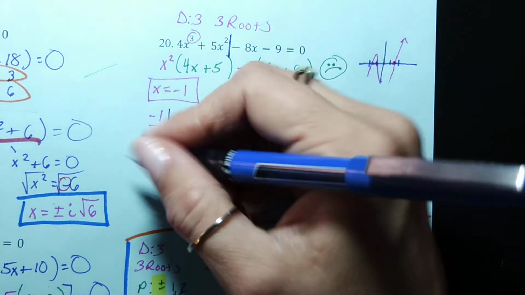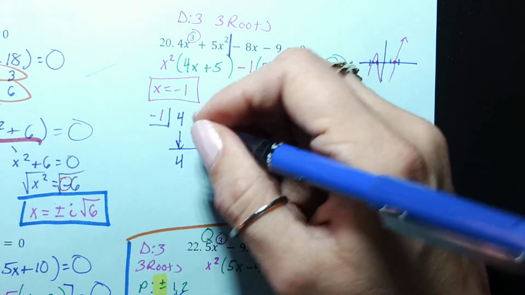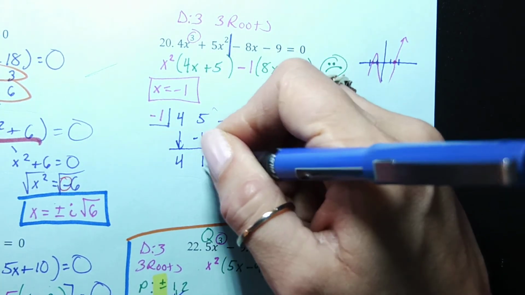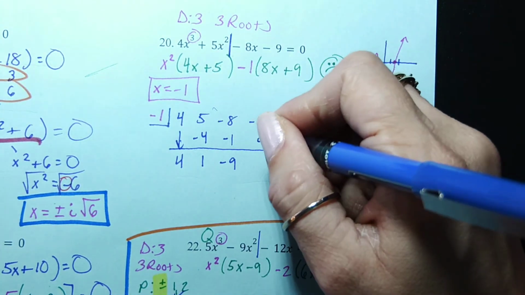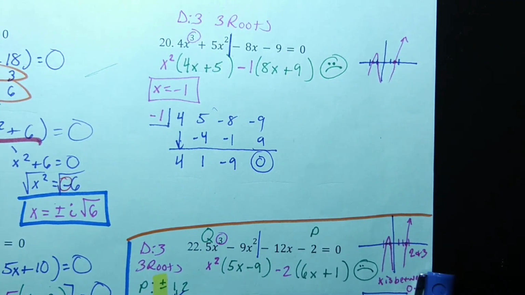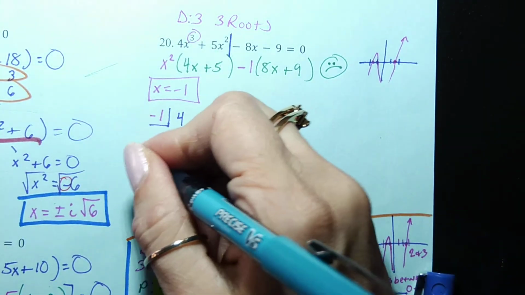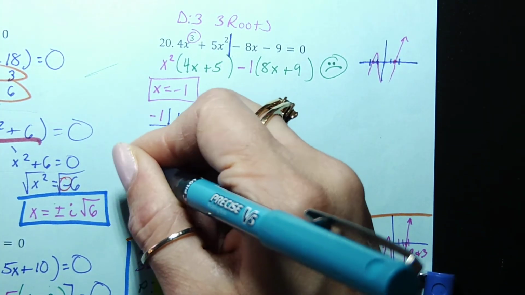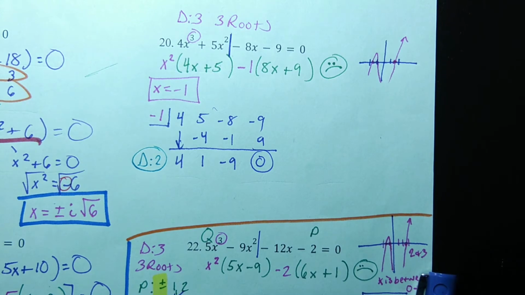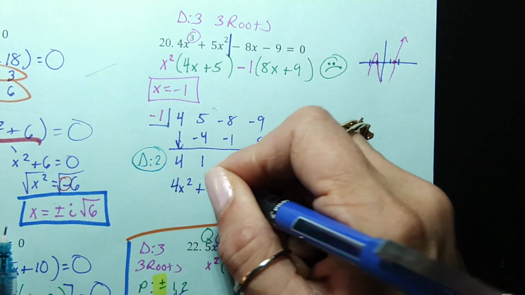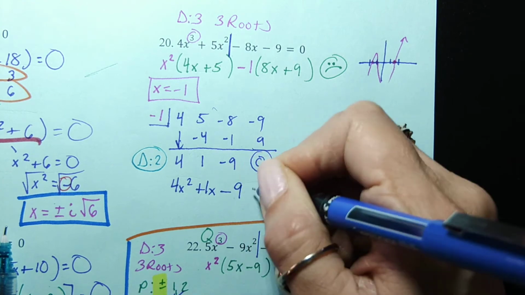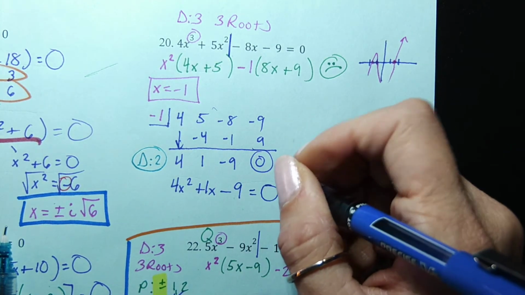Always start by bringing down that first term. 4 times the box, add straight down. 1 times the box, and straight down. -9 times the box, add straight down. Woo! And what we have now is the degree 2 polynomial. So our starting degree was 3. When we synthetically divide, we always bring it down by 1. So now I have 4x squared plus 1x minus 9 equals 0.